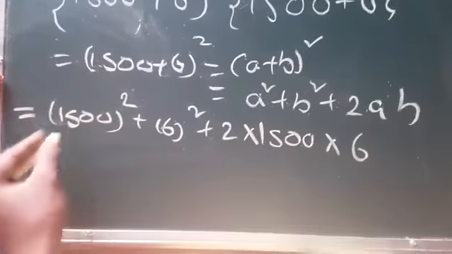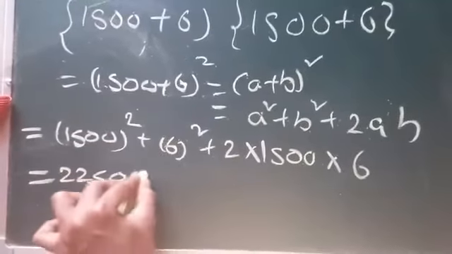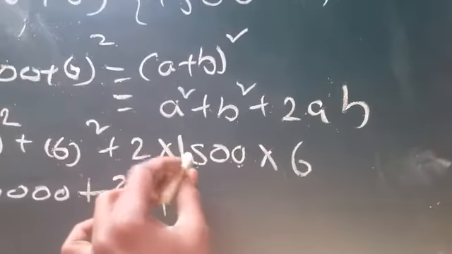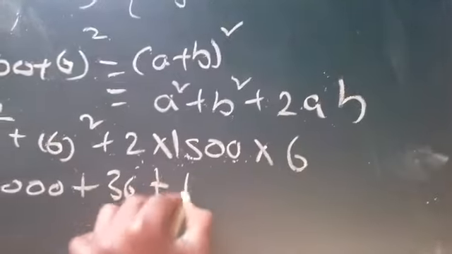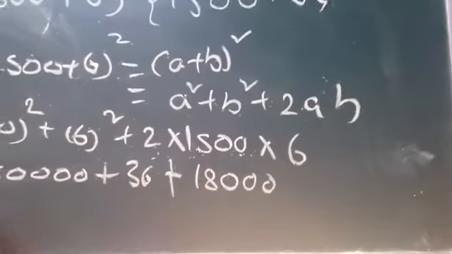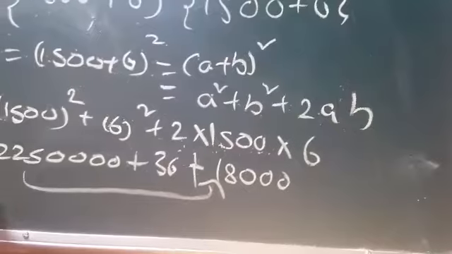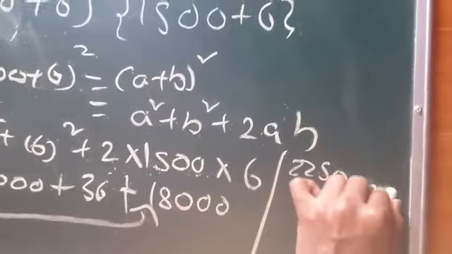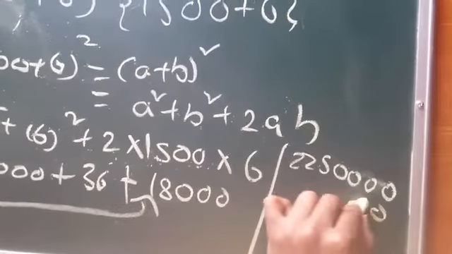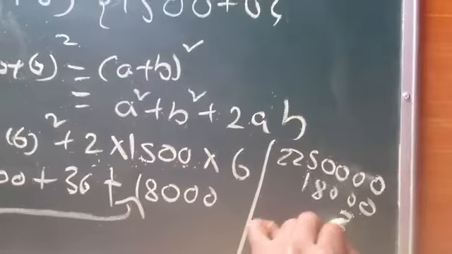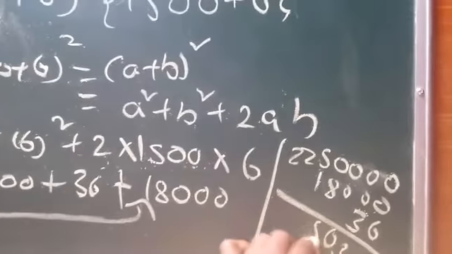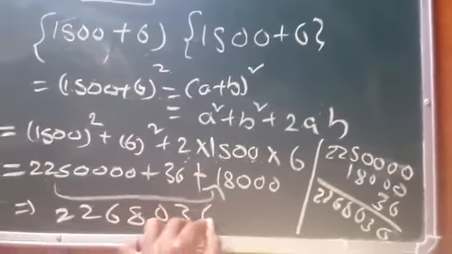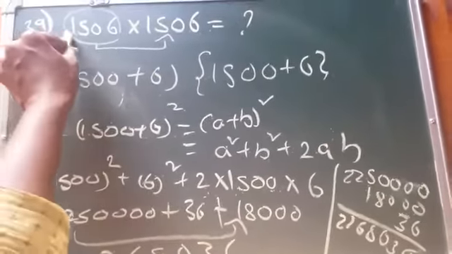Now calculate 1500 whole square: 225 0 0 0 0. 6 6s are 36. 2 15s are 30, that means 3000. 3000 into 6 is 18,000. Now add these three, you will get the final answer. 2250000 plus 18,000 plus 36. 2268036 is the answer for this given question.